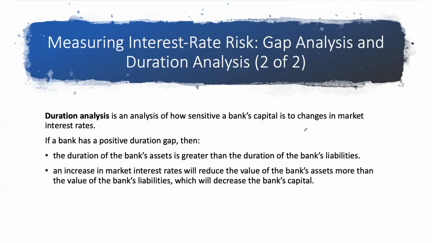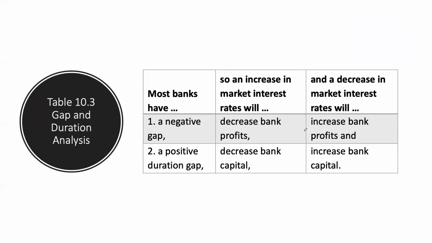Okay. So if there's an increase or decrease in the market interest rate, that affects what happens to the duration gap as well, right? Most banks have a positive duration gap. Again, the reason for that is because assets have longer maturities than liabilities, and if the market interest rate changes, it decreases bank capital, right? Because again, assets are discounted much more relative to liabilities, and you see a decrease in bank capital. And again, if there's a decrease in the market interest rate, it's the opposite effect, right?